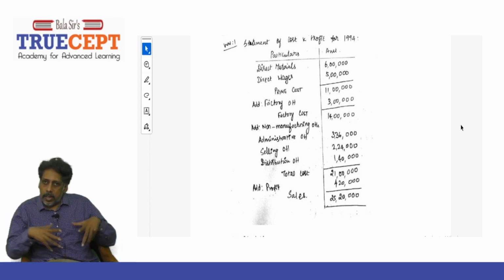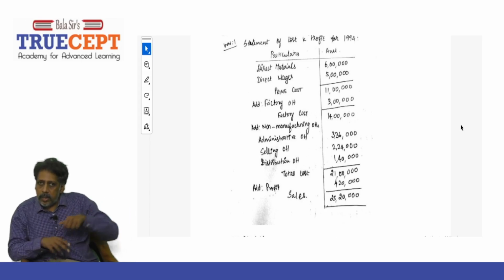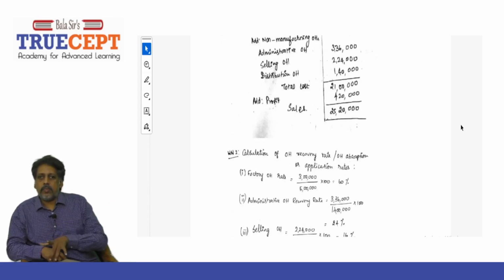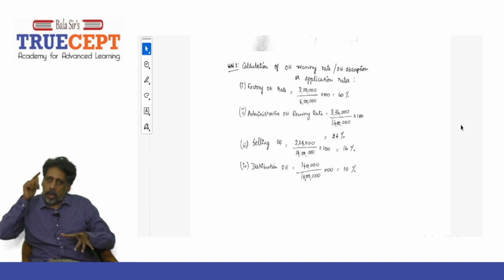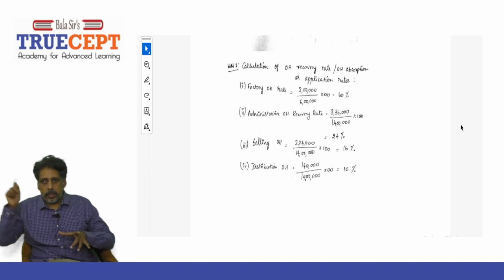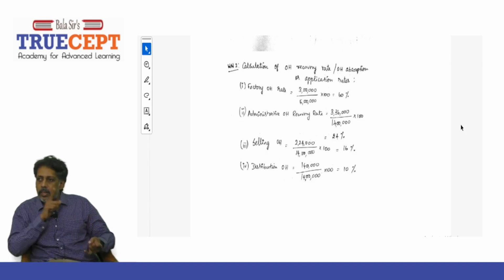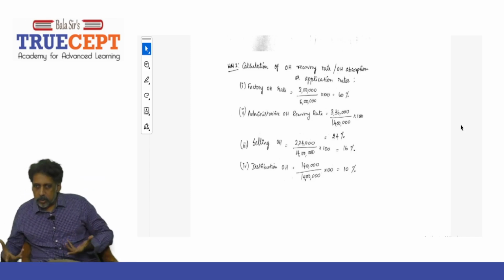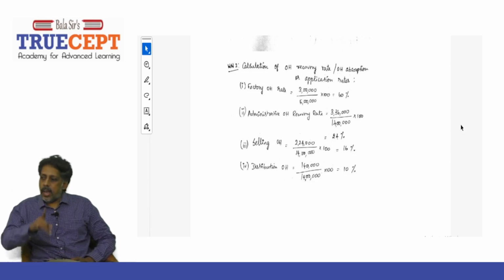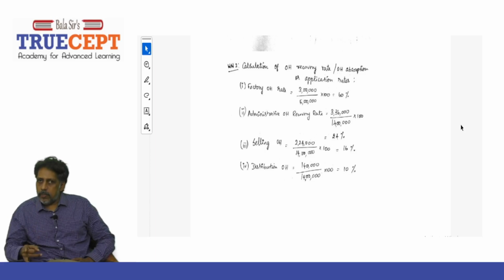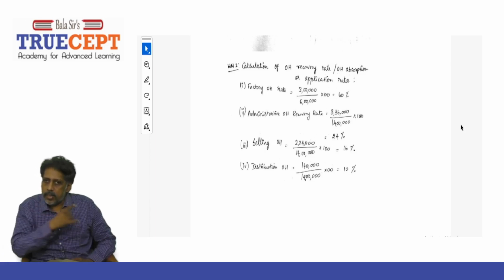I am going to calculate the overhead recovery rates. I use the word recovery because I am going to recover all these costs from the customer. The overheads are absorbed into the product, added to the cost of the product, so that I can recover the money from the customer. Very clearly given that the factory overheads are absorbed or recovered on direct wages.